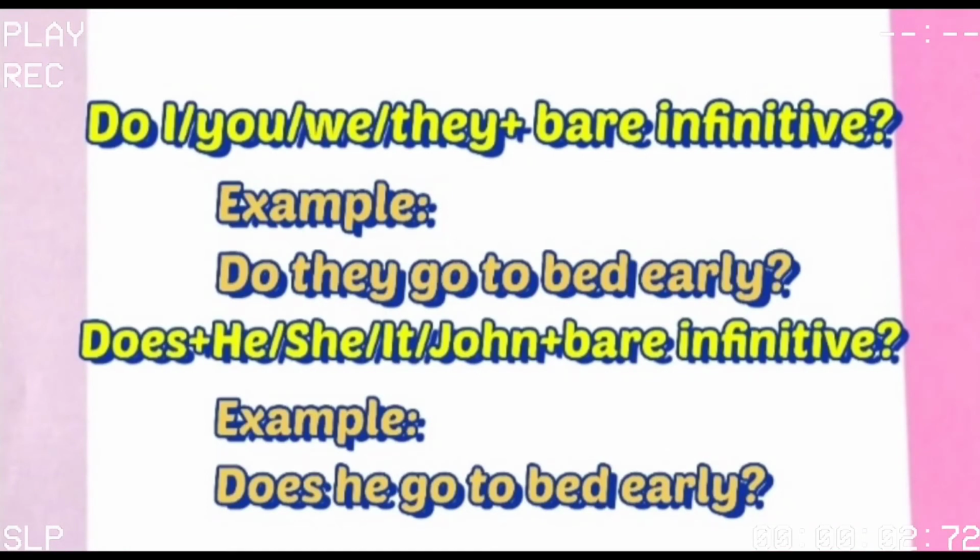How to ask a question? The formula for asking a question in the simple present is do, does plus subject plus root form of verb. For example, do they go to bed early? Does he go to bed early?